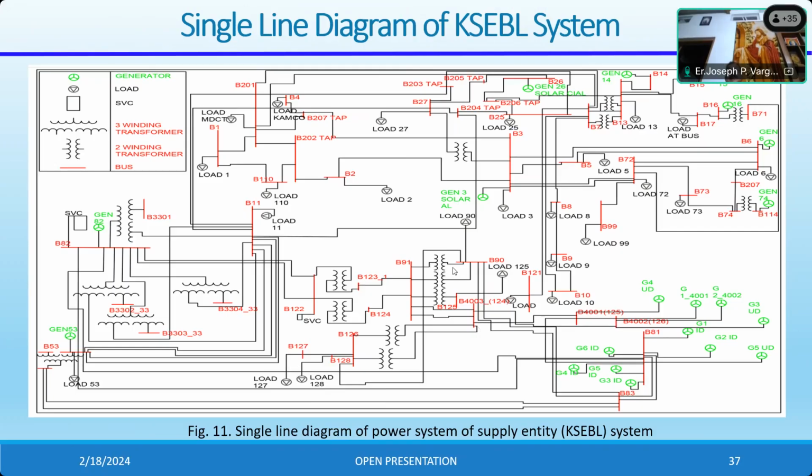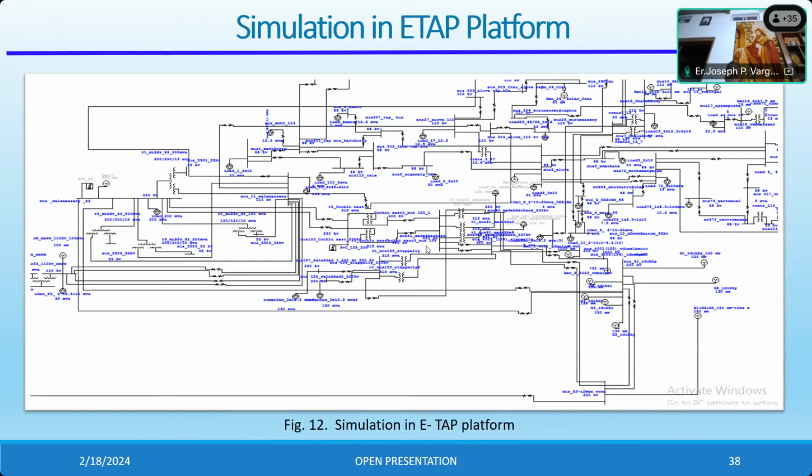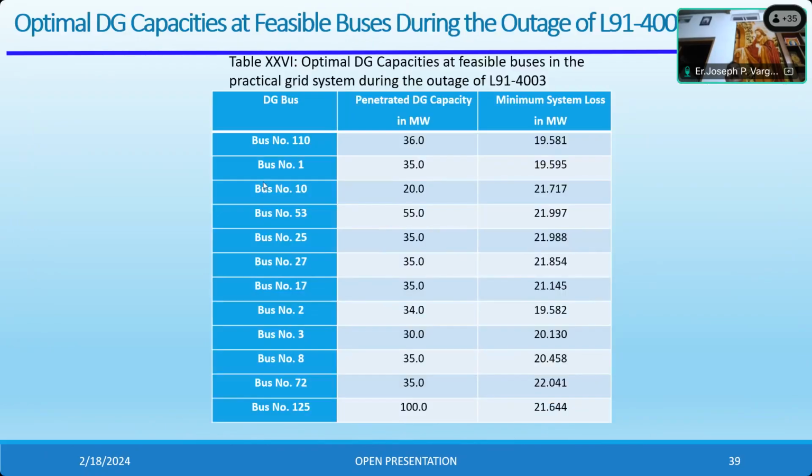In this case, the most severe outage has been created, this 400 kV line, 403 and 121, that we will see. These are the simulation results obtained in the ETAP platform for this study conducted in our practical system, comprising 53 buses, 77 branches and 14 generators. From the study, it is revealed that when we penetrate 36 megawatt DG at bus number 110, the loss will be minimum.